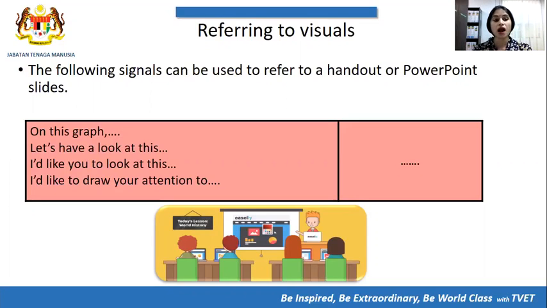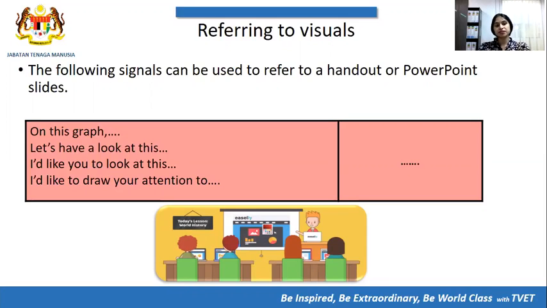The next one, I would like you to look at this pie chart, maybe. Or I would like you to look at this graph. And then you start talking about it. And then lastly here, I would like to draw your attention to this flow chart. Maybe you want to talk about a process. If it is a process, you must use a flow chart. Therefore, before you start projecting the flow chart, you use this signal phrase, which is, I would like to draw your attention to this flow chart.